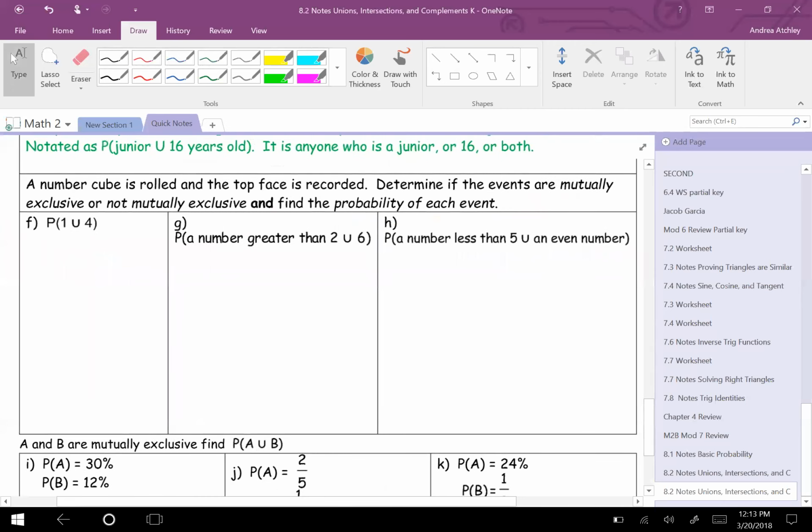A number cube is rolled and the top face is recorded. Determine if the events are mutually exclusive or not mutually exclusive and find the probability of each event. So this is an OR problem because of that U that's facing up. Okay? Remember the one that faces down? The upside down U is an and, and you multiply. Or this time means we're going to add.